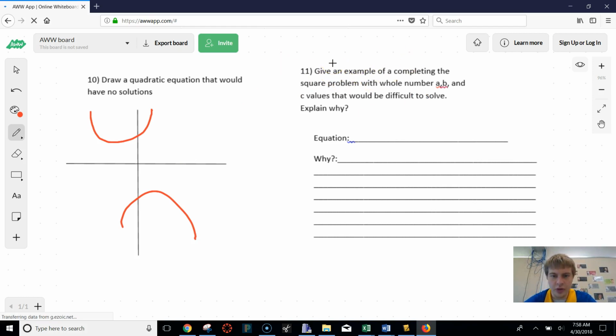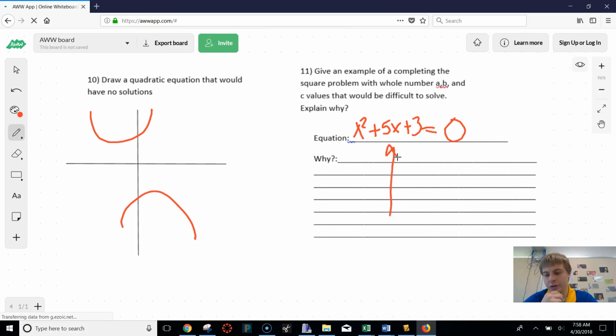Give a completing the square problem that would be difficult to solve. Difficult to solve doesn't mean we wouldn't solve it with completing the square. Some people go, oh, I just won't write a quadratic. Well, that won't work because we need to still be able to solve it. So something I think that would be difficult to solve would be something that looks like this. And this would be difficult to solve because of that b term.